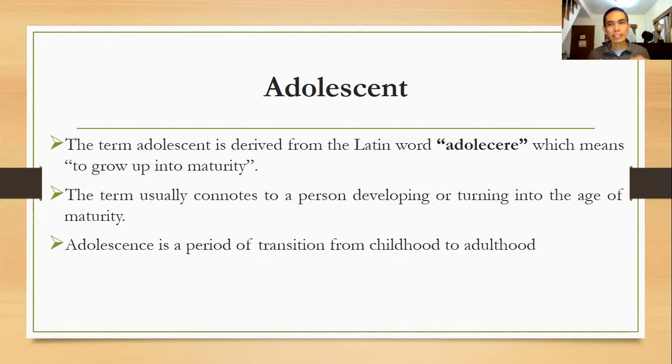And this is a critical stage because most children during this stage have a conflict with their parents. The parents cannot understand them because there is a lot of transition from childhood to adulthood.